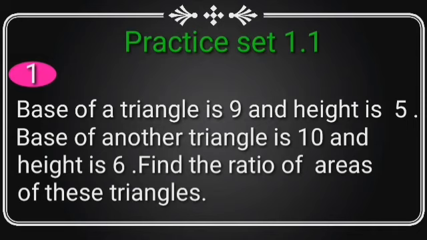The base of a triangle is 9 and its height is 5. The base of another triangle is 10 and its height is 6. Find the ratio of the areas of these triangles.